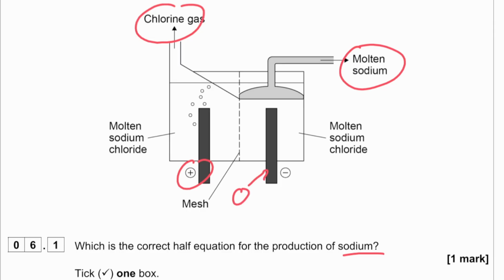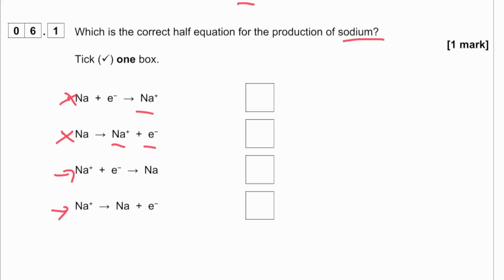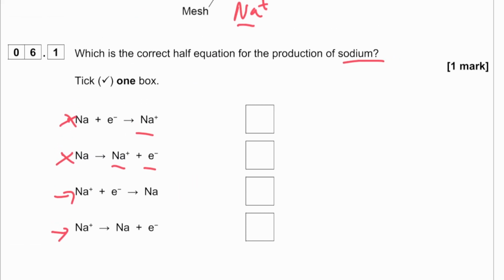Sodium ion is being reduced because it gains electrons, and then it produces sodium. Naturally, we know that sodium produces positive ions anyway, so it has to be Na+. It makes sense, because the Na+ would be attracted to the negative electrode, it would then gain the electrons and produce sodium. And so we can see the equation that shows this is this one over here.